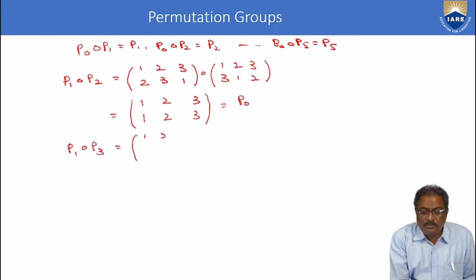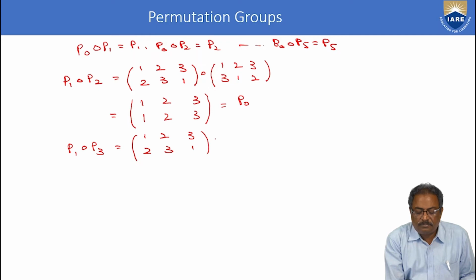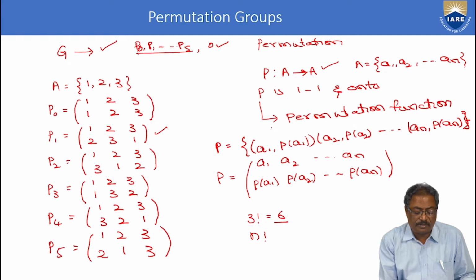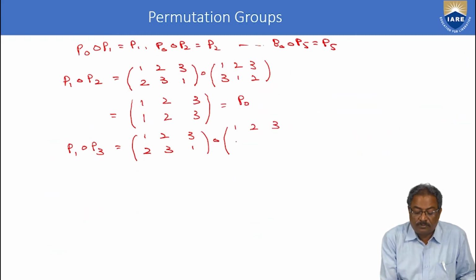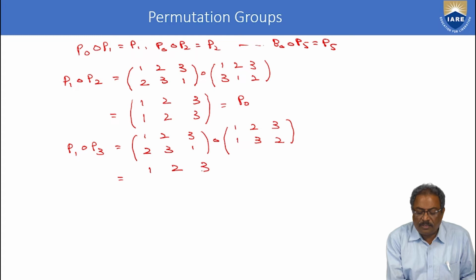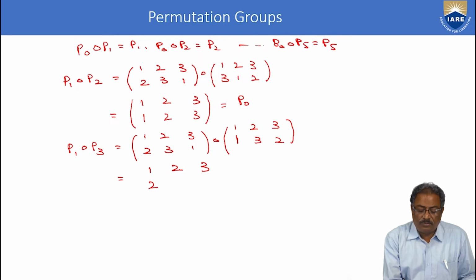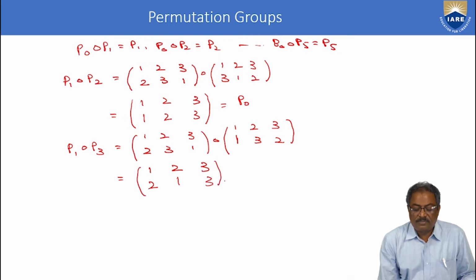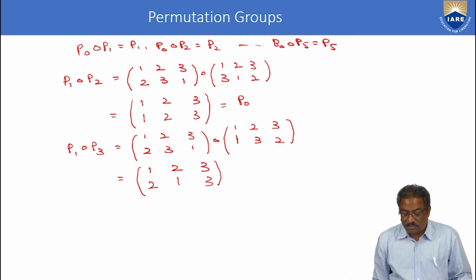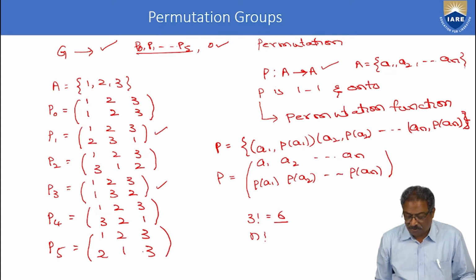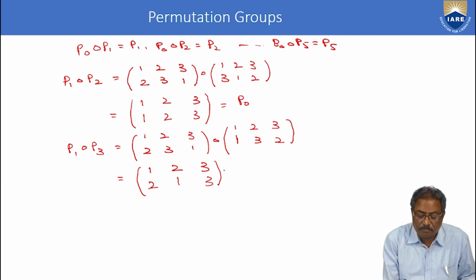Now if I take P1's composition with P3, where P3 is 1, 3, 2: 1 goes to 1, 1 goes to 2, so I get 2. 2 goes to 3, 3 goes to 1. 3 goes to 2, 2 goes to 3. So the product of P1 and P3 is 2, 1, 3, which is P5.